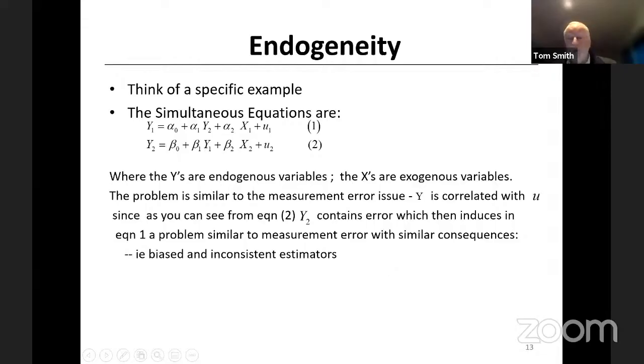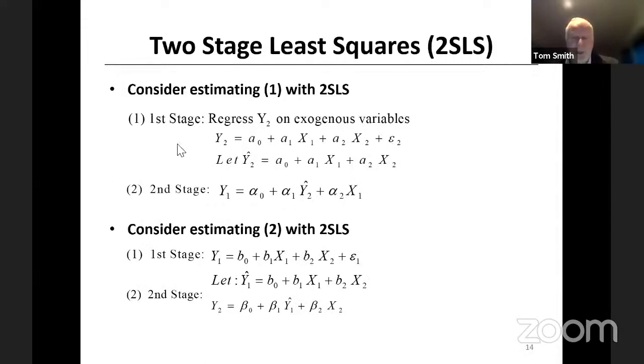So if you wanted to run two-stage least squares, you'd regress y2 on the two exogenous variables, x1 and x2, and define y2 hat. In equation 1, you use y2 hat instead of y2. In equation 2, you'd run y1 as a function of the exogenous variables, define y1 hat, and then run equation 2 with y1 hat. Very involved, right, this two-stage least squares procedure.